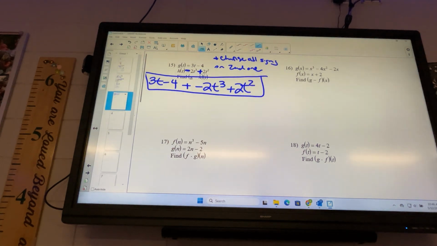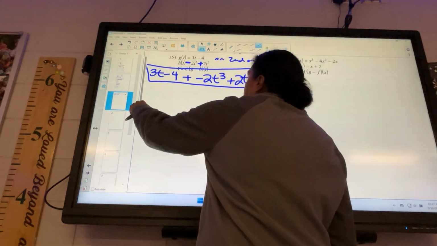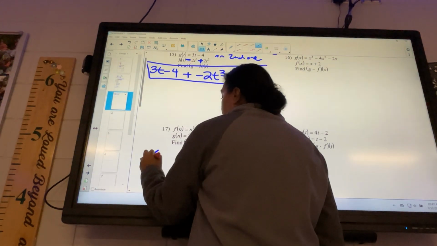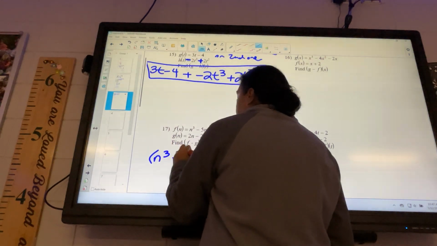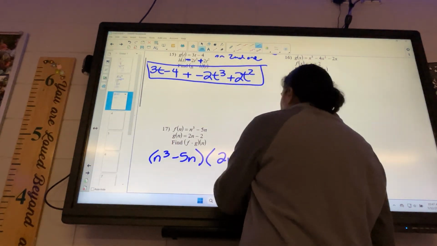Okay, for 17, what is the indicated operation? Yeah, it's going to be times. So it says F dot G, so F comes first, N3 minus 5N, and then we have 2N minus 2.